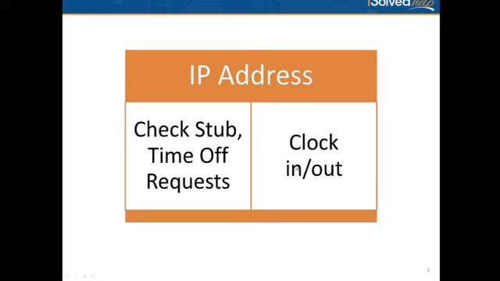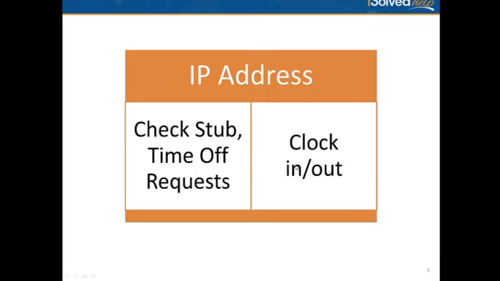With the IP address restrictions, we can enter a single IP address or a range of IP addresses and consider those approved. Now, approved means as long as they're within that address, they can log in, and then we can determine if we want them to clock in or clock out from that area as well.